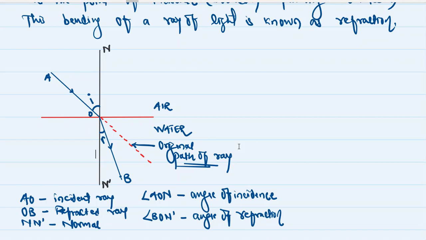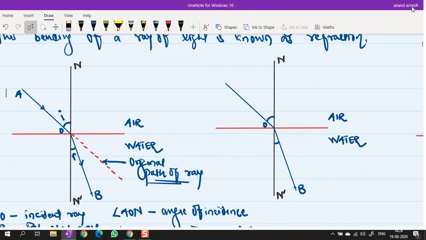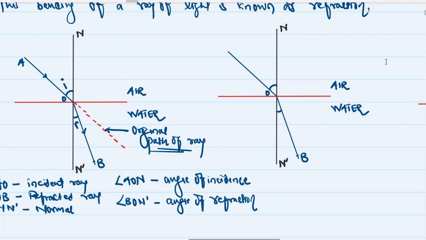Let me draw one more diagram for you. So this is the second case which I want to discuss. In the first case, the ray of light was going from air to water, and we understood how it bent on entering the water at the boundary separating two media. In the second case, I'm going to show you something different which might interest you. Just have a look. The ray of light is now being incident from water and it is going out in the air.